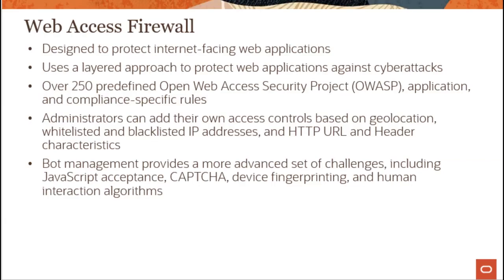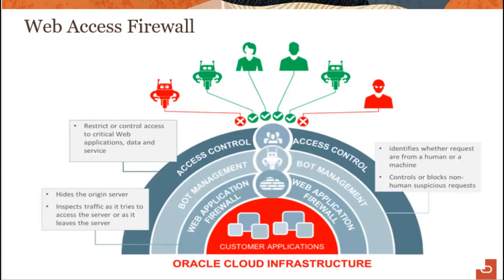Now, in addition to this layer of protection, there is also bot management that provides a more advanced set of challenges. Challenges like CAPTCHA, device fingerprinting, and human interaction algorithms are also provided when a web access firewall is used. So Web Access Firewall provides very comprehensive protection against any kind of attacks for web-facing applications. Going a bit deeper on Web Access Firewall, here we can see we have a customer application and then multiple layers of protection that a Web Access Firewall provides.